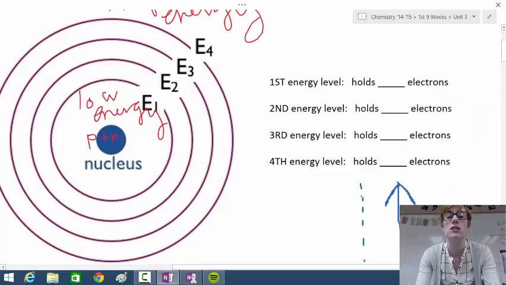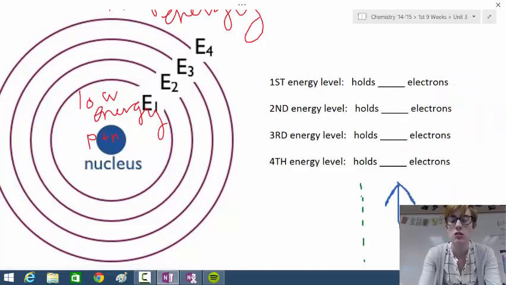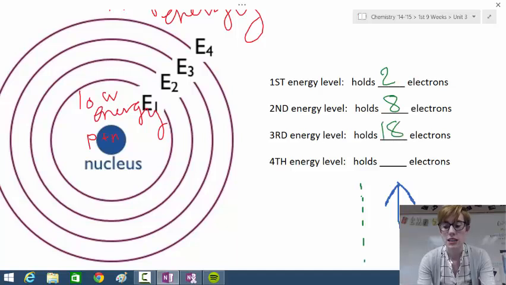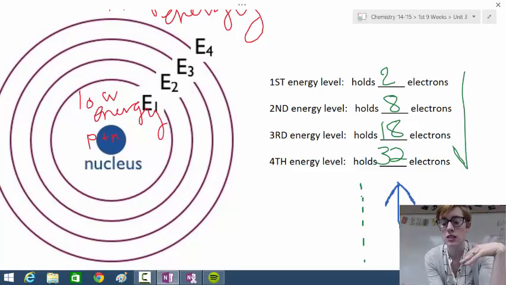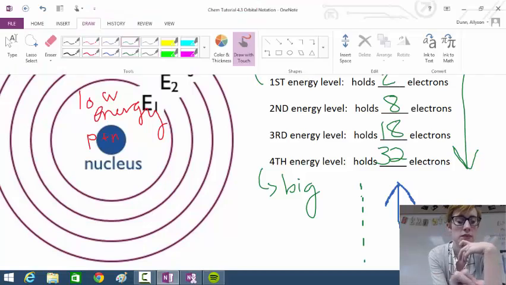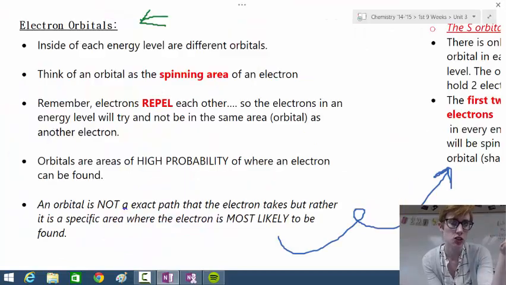So the first energy level is the smallest energy level because it's closest to the nucleus. It can only hold 2 electrons because it's really, really close. The second energy level can hold more because it's further away. It can hold 8. The third energy level holds 18, and the fourth energy level holds 32. Those are things that you will have to memorize: the first holds 2, the second holds 8, and so on. As you notice, the number of electrons increases as the energy level increases, because energy levels like 3 and 4 are much bigger than the first ones, which are much smaller, so they can hold fewer. So let's talk about how these electrons move in these energy levels.